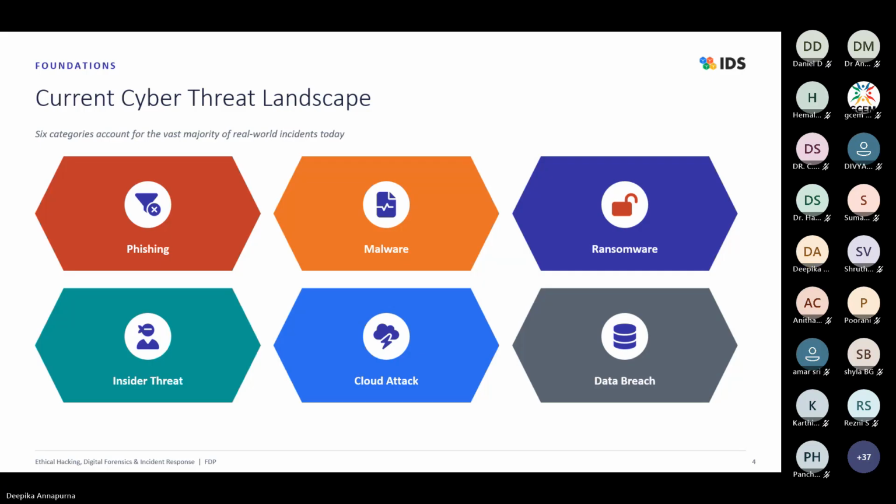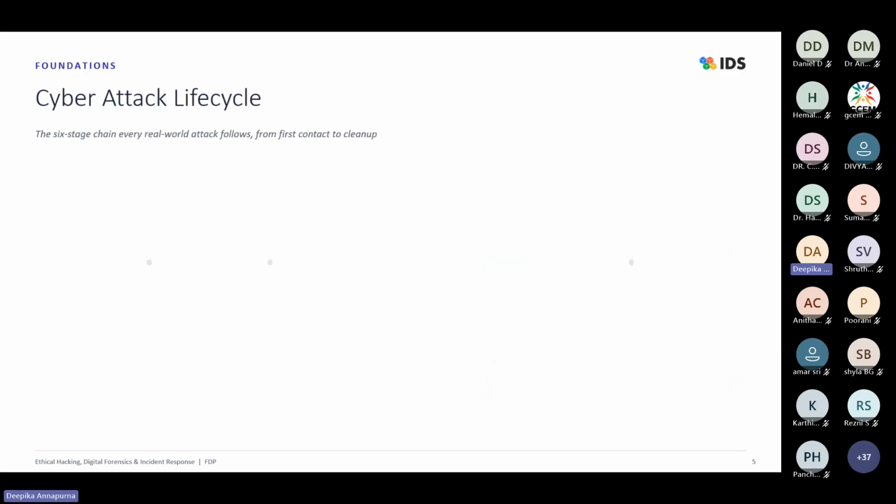Okay, going to the next. What is the cyber attack life cycle? How does it happen? This is also called the cyber kill chain. In technical terms, we call this the cyber kill chain. So, how does a cyber attack actually happen?